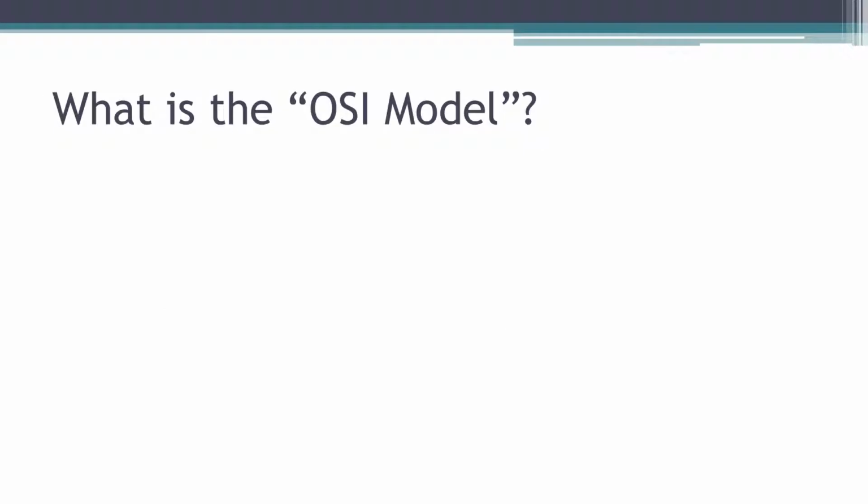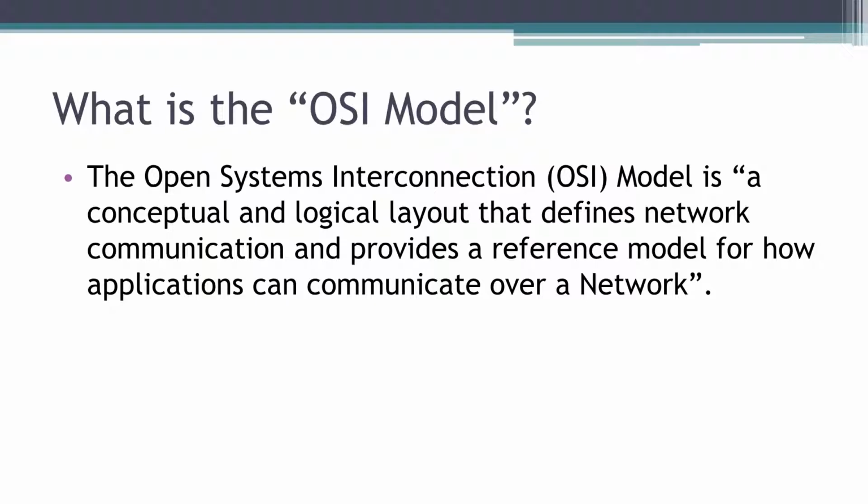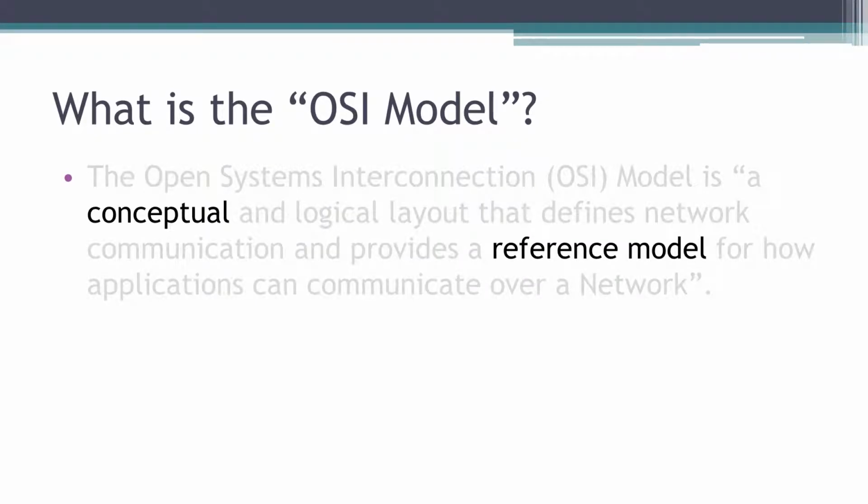So what is the OSI model? The OSI model stands for the Open Systems Interconnection Model, and according to Wikipedia, it is a conceptual and logical layout that defines network communication and provides a reference model for how applications can communicate over a network. I would say that the key words from that description are conceptual and reference model. In other words, the OSI model is nothing more than a guide that can help explain how a network operates and can also be used as a troubleshooting guide to ascertain where a specific problem has occurred within a network.